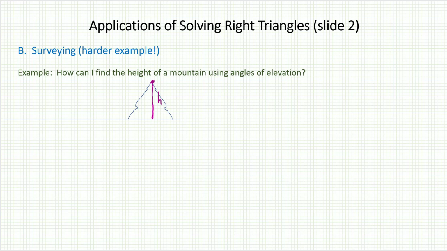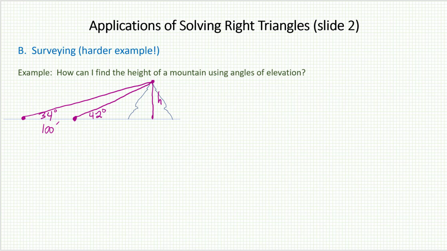What I could do is I could stand some distance away from the mountain. I could look up to the top of the mountain, and I could determine my angle of elevation. Let's say that it came out to be 42 degrees. There are instruments that can be used to measure that angle. And then let's say I walked some distance away, maybe 100 feet from the first spot, and I looked up at the top of the mountain again, and I figured out my new angle of elevation. Let's say it was 34 degrees. Just using that information, we can figure out how tall this mountain is.